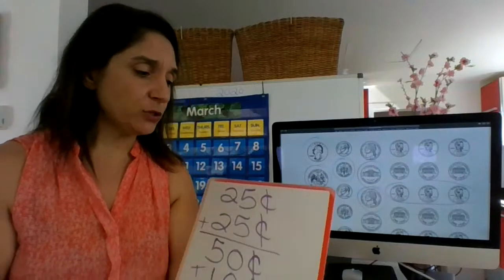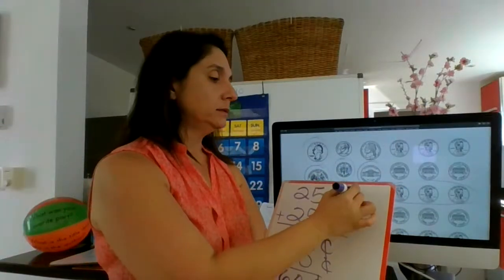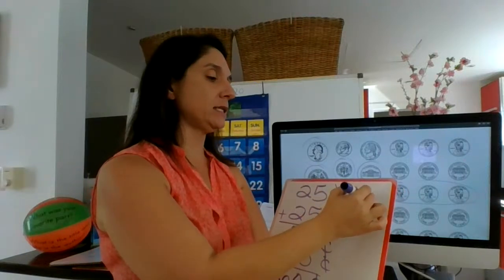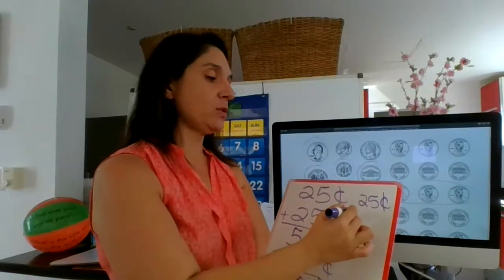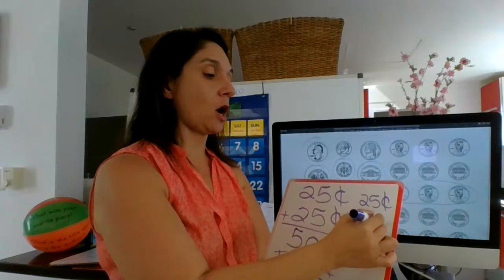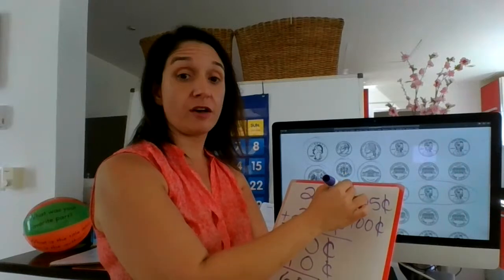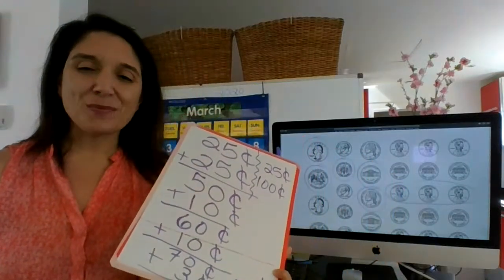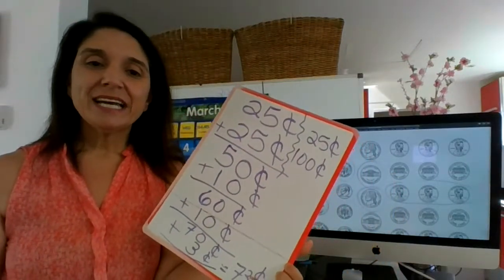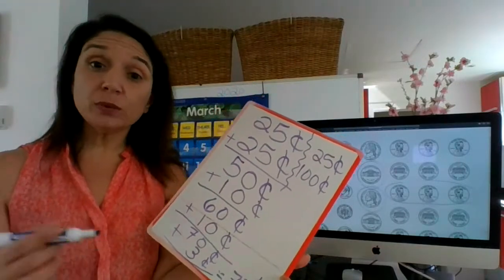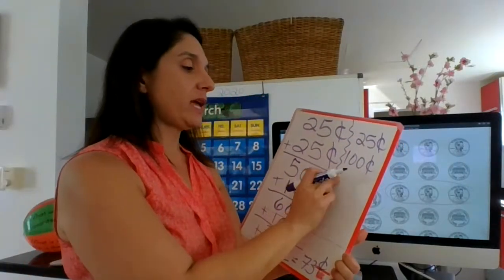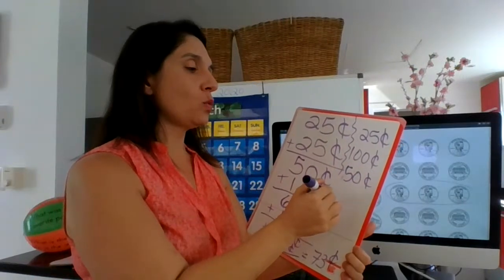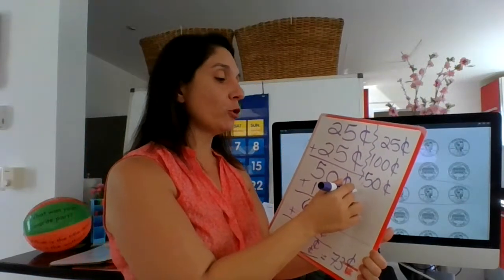With my 73 cents, remember, how much was the banana? The banana was 25 cents. The sandwich was 100 cents or a dollar. I don't have enough money for that. And good job, Brittany. And the cookie was 50 cents, right? And the milk was 40 cents.